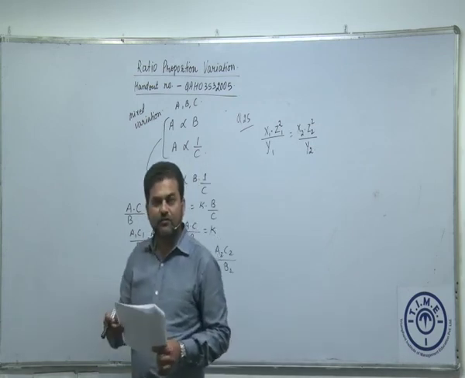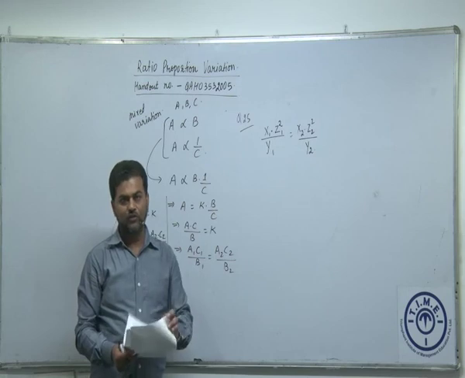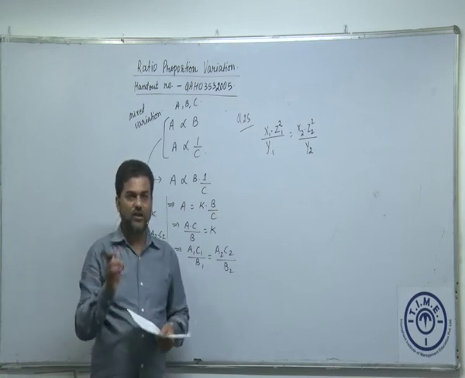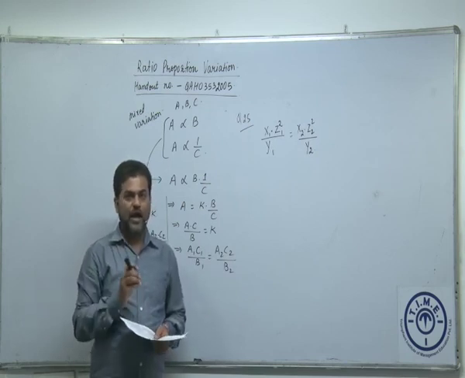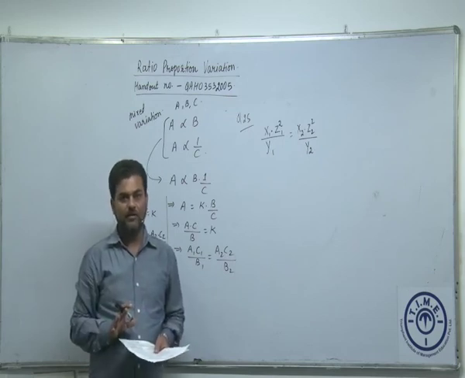So just to revise, we have done ratio, proportion and variation. We have learned the concept of ratio, the concept of compound ratio, the concept of ratio points. We have also learned what is proportion, continued proportion, and in the end we have learned what is variation and its application. Okay? Thank you so much.